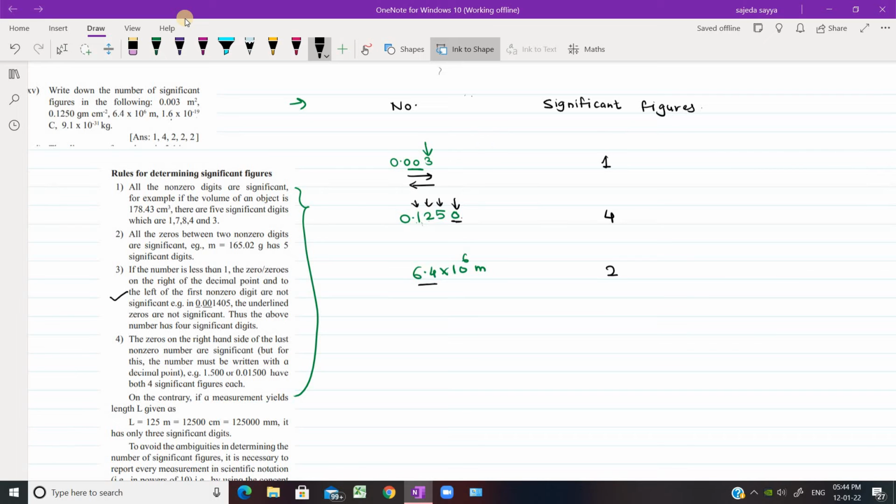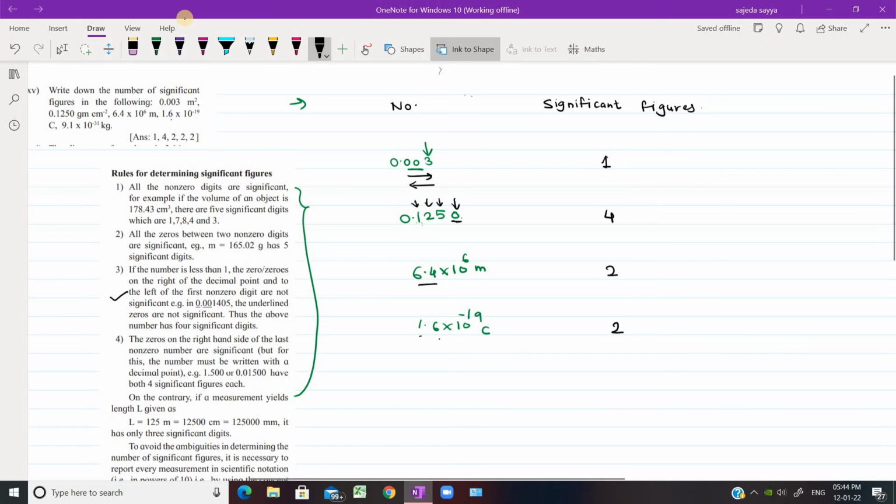If the number is very small or very big, then we express it in terms of a power of 10. Then it will be easy to find the significant figures of that number. Okay, so it is 1.6 into 10 raised to minus 19 coulomb. This is the charge of an electron. So here 1 and 6 are non-zero numbers, and the significant figures are 2.